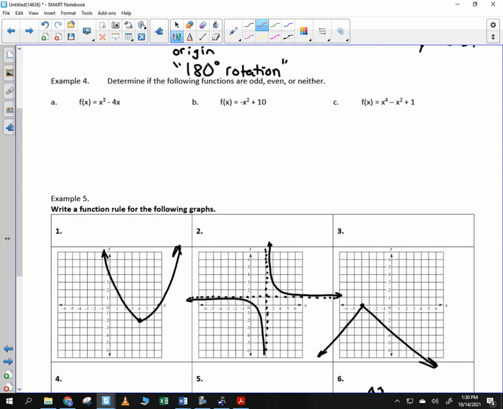Okay. If you look at this first function, it is, again, x cubed minus 4x to the 1 power. Does anybody want to guess whether that's going to be an odd function or an even function or neither? It is going to be an odd function. Why do you think it's going to be odd? All of the degrees are odd, and that's what's going to make it an odd function.